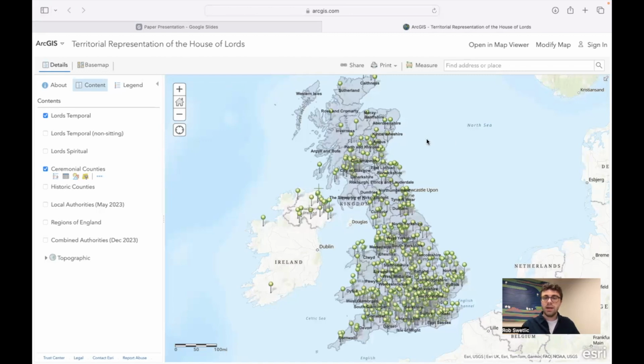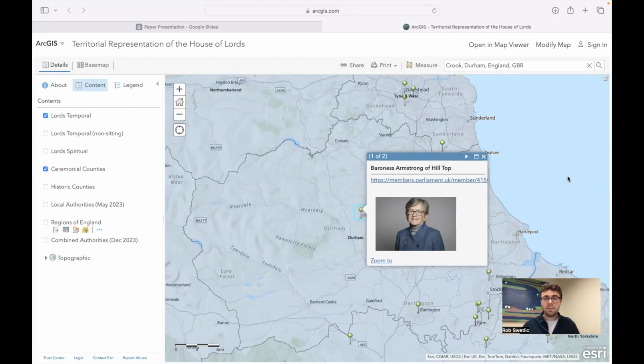As you can see, this map is fully interactive, clickable, and scalable. All of the green pins indicate a peer's first territorial designation. Some peers have two. And over here on the side, you can toggle these various feature layers so that you can get a sense of where your peer is located. Zooming into the map, you can click on each of the pins to learn more about your peer and find their parliamentary career. For example, this is Baroness Armstrong of Hilltop.